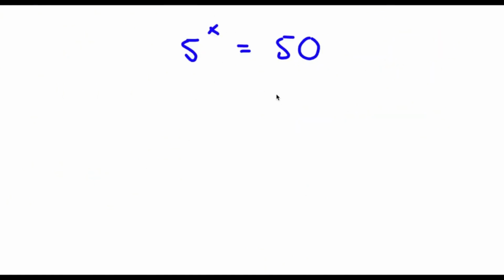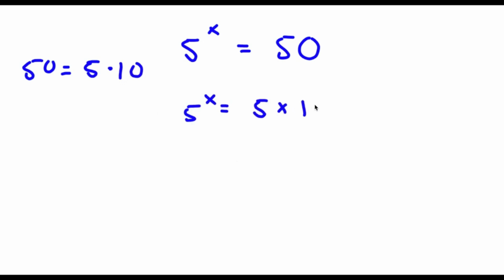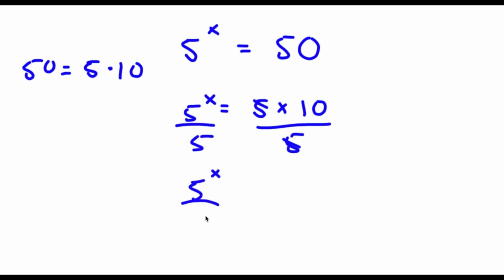Five to the power of x is equal to 50. Now 50, this is the same thing as 5 times 10. So now I have 5 to the power of x is equal to 5 times 10. Now I'm going to go ahead and divide both sides by 5. So then these two cancel out, and I'll have 5 to the power of x over 5 is equal to 10.